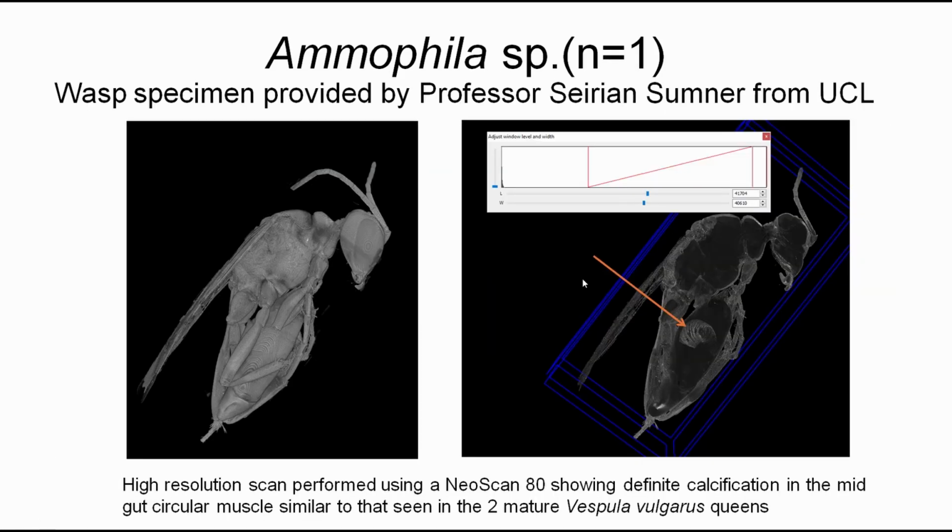the same. We were rather luckier when we came to an Ammophila wasp provided by Professor Sumner and scanned in Belgium by NeoScan, and here you can again see this typical calcification in the midgut circular muscle.